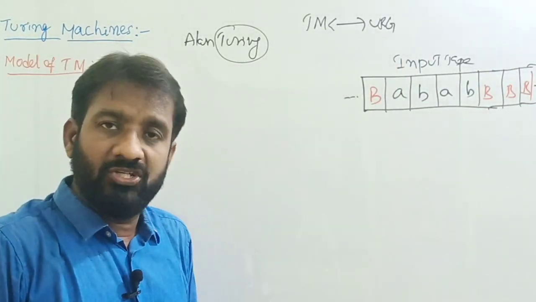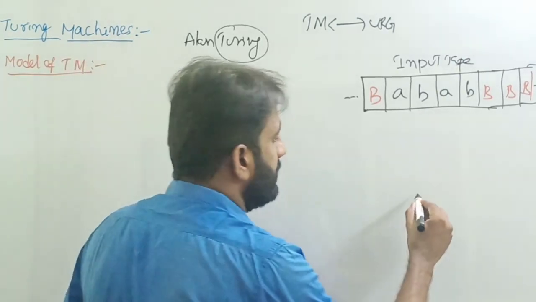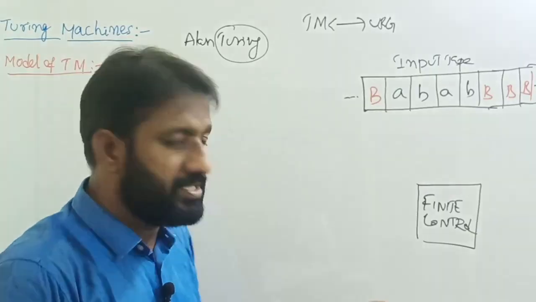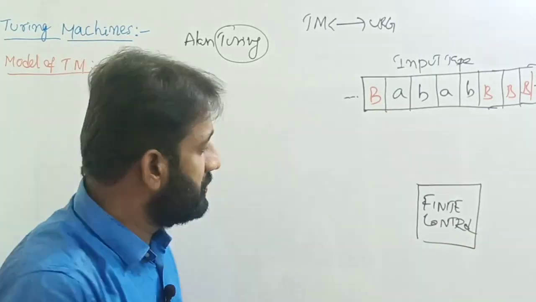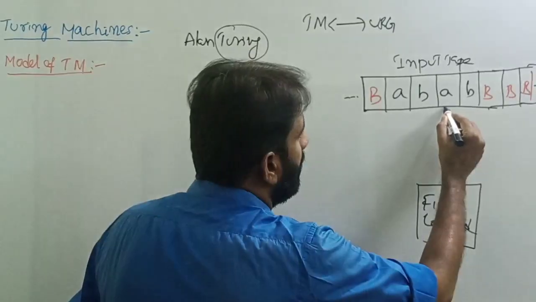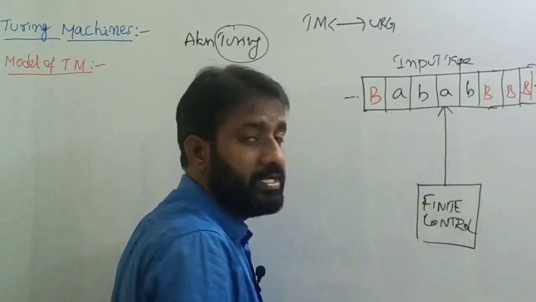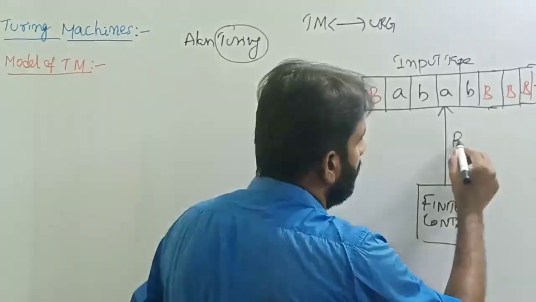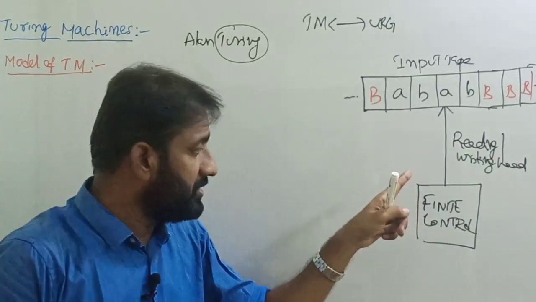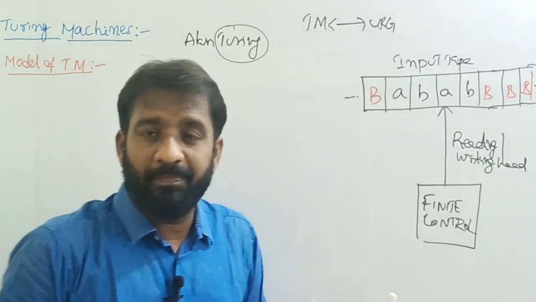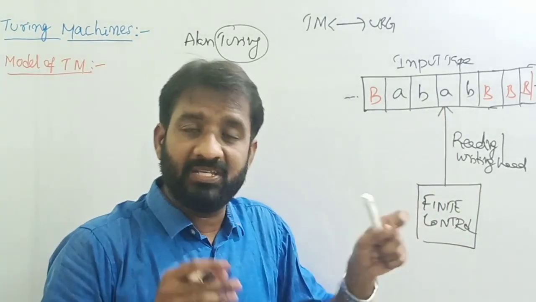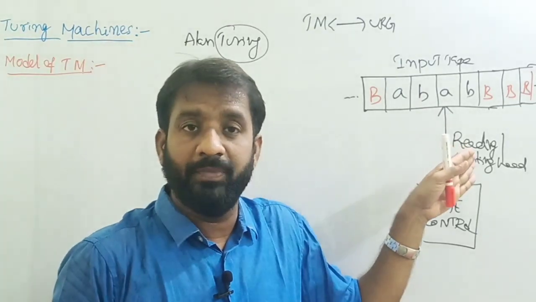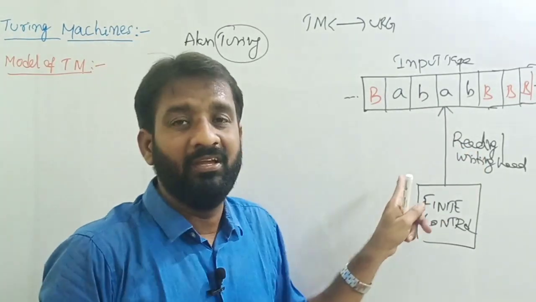Then, as usual, the Turing machine also has a control called the finite control, which operates the Turing machine. It has a head, called the reading or writing head. This is the specialty of the Turing machine. It can perform a read operation from the input tape as well as a write operation on the input tape itself. But that is not possible in the pushdown automata machine or finite automata machine. That is the beauty of the Turing machine.